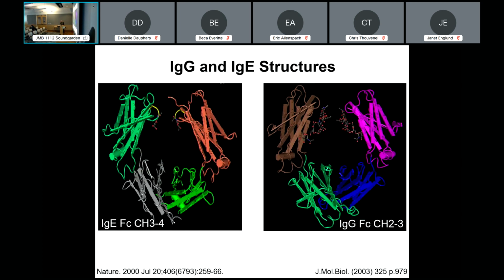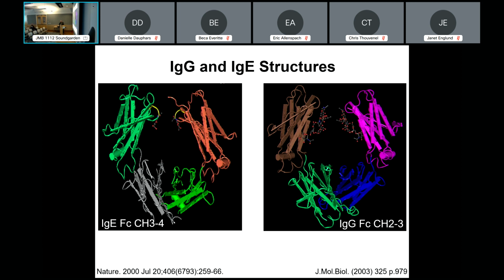So when we started this project, we compared essentially the structures in the Fc of IgG and IgE. And IgG is shown over here on the right, with the CH2 and CH3 domains. This structure was generated by Peter Sondermann. And this is Ted Jardetzky's structure of IgE, really just focusing on the CH3 and CH4 domains.